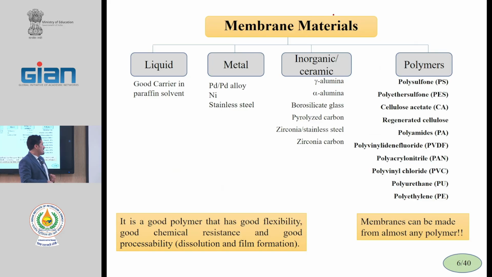A good polymer should have good flexibility. The flexibility and durability of the membrane is important. A membrane is a thin layer. The thickness of membranes is usually about 100 micrometers, and very thin. But if the polymer is brittle, we cannot apply pressure.